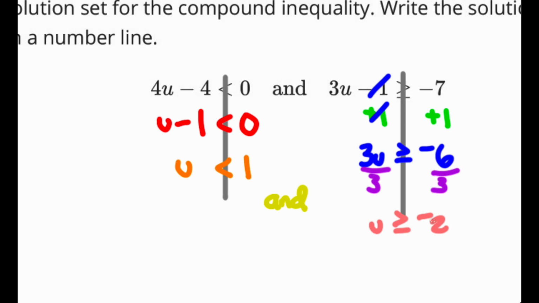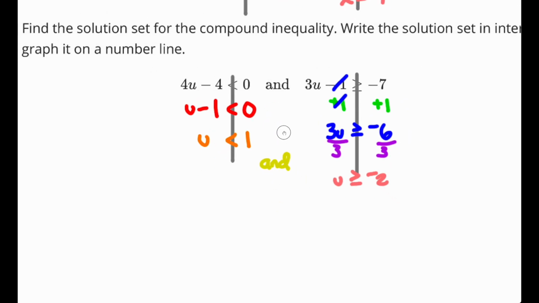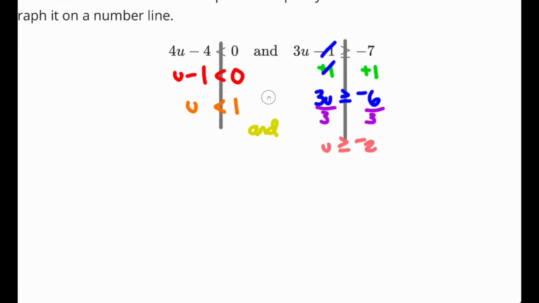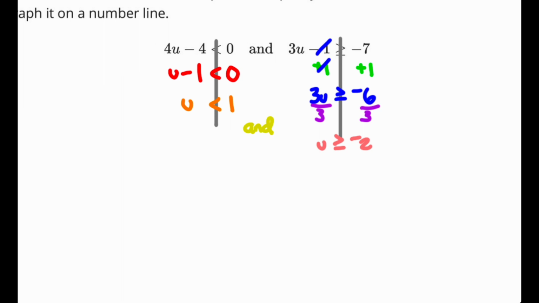So it's u is less than 1 and u is greater than or equal to negative 2. And it has to be the overlap because it's and. It's not one or the other. They both have to be true. So it has to be the overlap. I'm going to go straight to the number line because it shows the overlap a little bit better for this. So on the number line, I'm going to put negative 2 and I'm going to put 1.